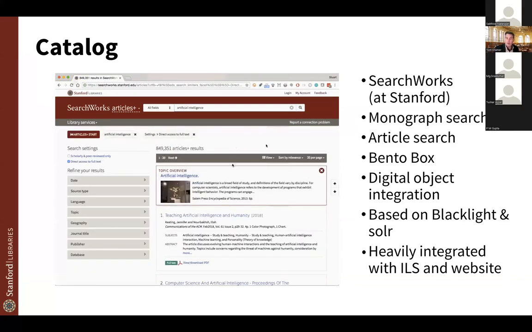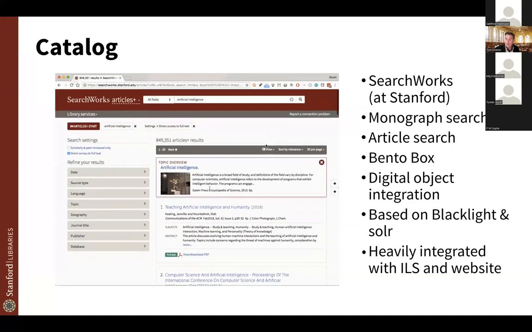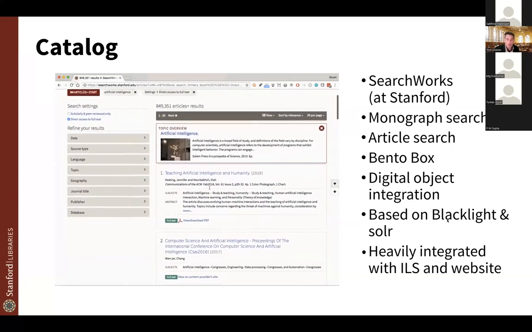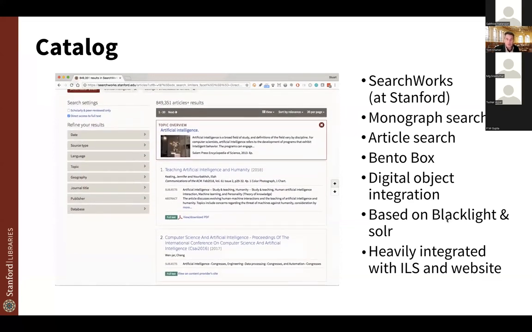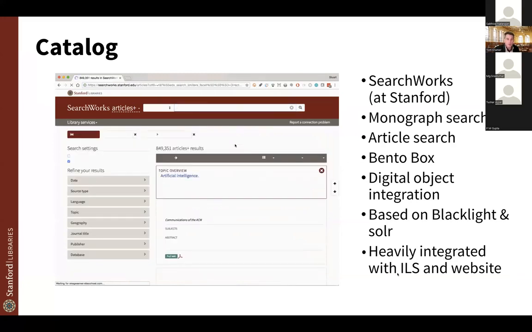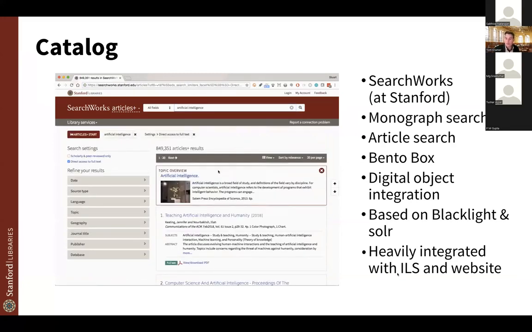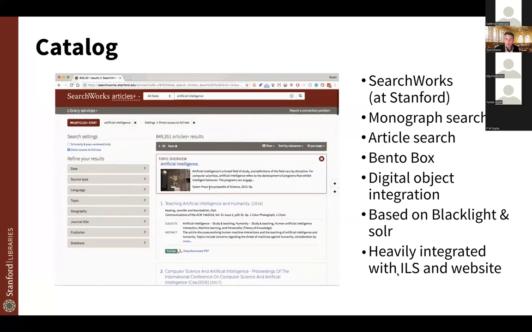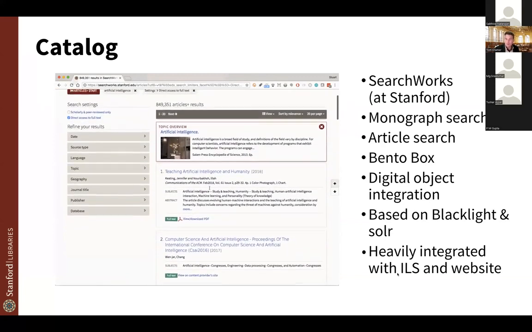All of our catalogs and our discovery interfaces are based on Blacklight, which is an open source project using Ruby on Rails. It's very well established, with a really rich community of developers supporting it, as well as Solr, which is an underlying index. And we have spent a lot of time integrating our catalog with the integrated library system, which holds the user account information and supports requests and holds, as well as our library website.